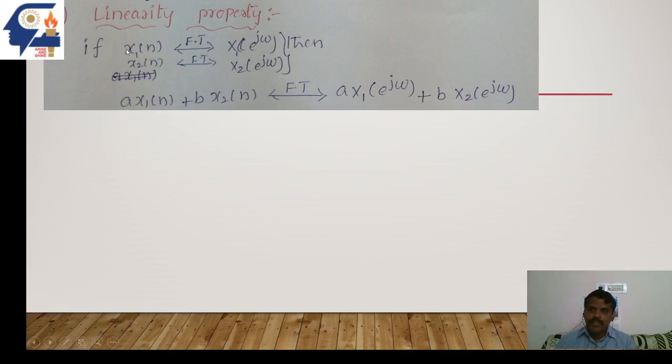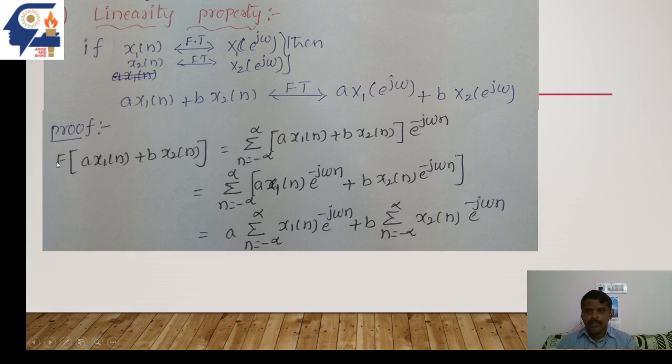If the Fourier transform of x1 of n is capital X1 of e power j omega and the Fourier transform of x2 of n is capital X2 of e power j omega, then what is the Fourier transform of a into x1 of n plus b into x2 of n, where a and b are arbitrary constants?